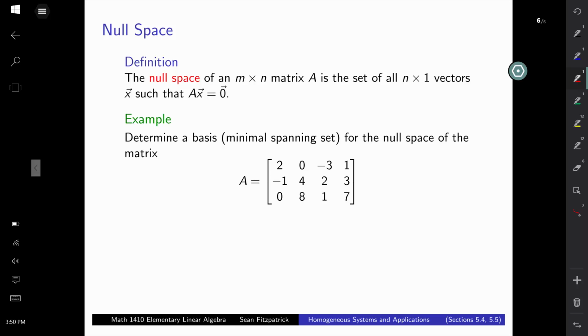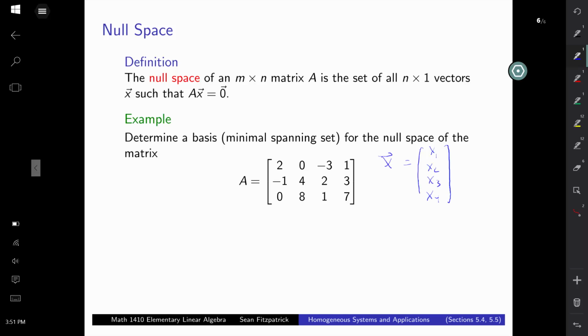So here's one more example. Let's say I want to determine the null space of this matrix here. Remember, the null space is all of the vectors x such that A times x equals 0. In this case, x is going to look like x1, x2, x3, x4. So the system of equations would be 2x1 plus 0x2 minus 3x3 plus x4 equals 0, minus x1 plus 4x2 plus 2x3 plus 3x4 equals 0, and so on.